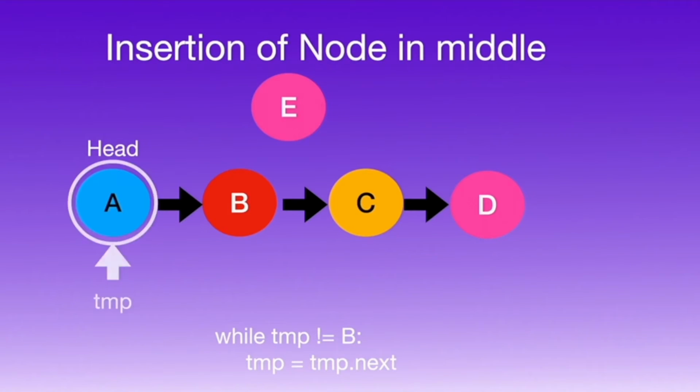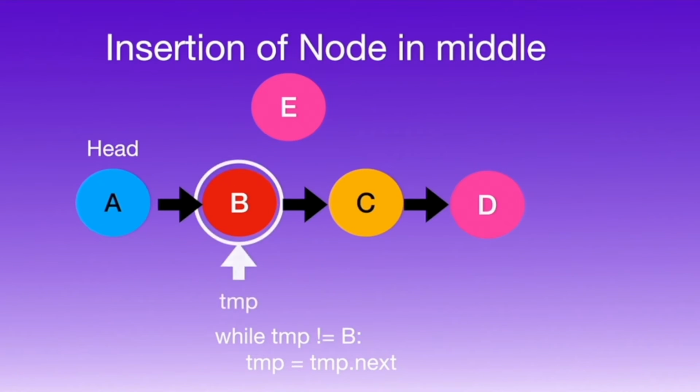So we are creating a new node here, E, and we have created a temp node that is initially pointing to A, and we will change the value of the temp variable till we reach the point B. Till the point we are not reaching B, we are going to iterate the list. So now we have reached the point B.